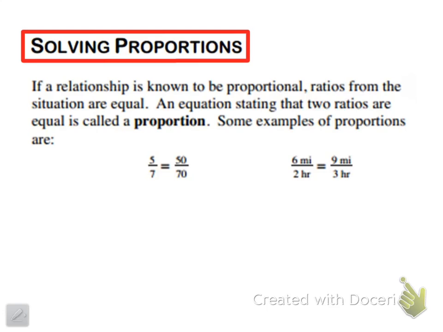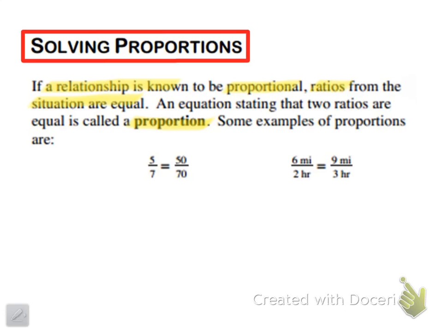Okay, so we're going to start off by reading like we always do, and I want us to follow along so we can see what we're reading and ask ourselves questions if we are confused with what the words are. If a relationship is also known to be proportional, ratios from the situation are equal. All that's saying is we can set two fractions or ratios equal to each other like I just circled. An equation stating that two ratios are equal is called a proportion. We're going to see some examples of a proportion here.